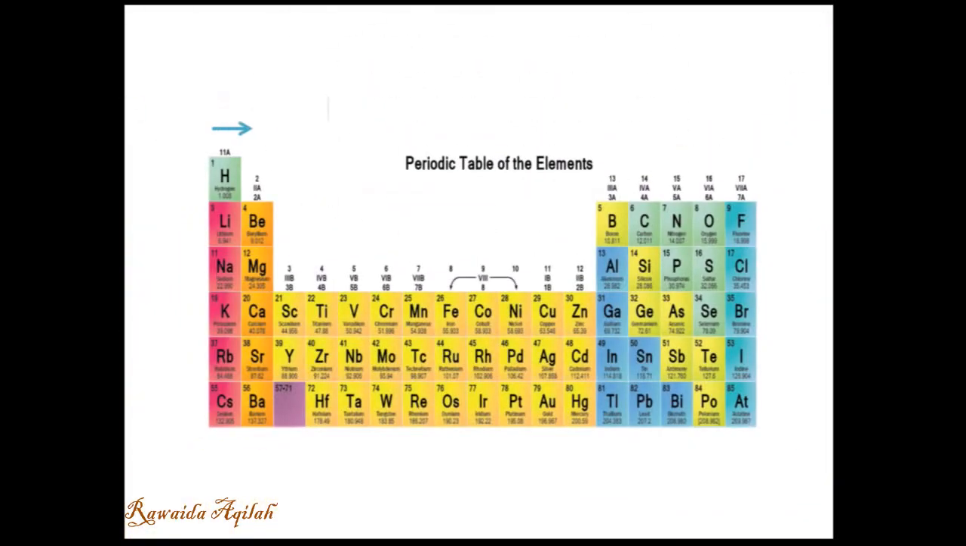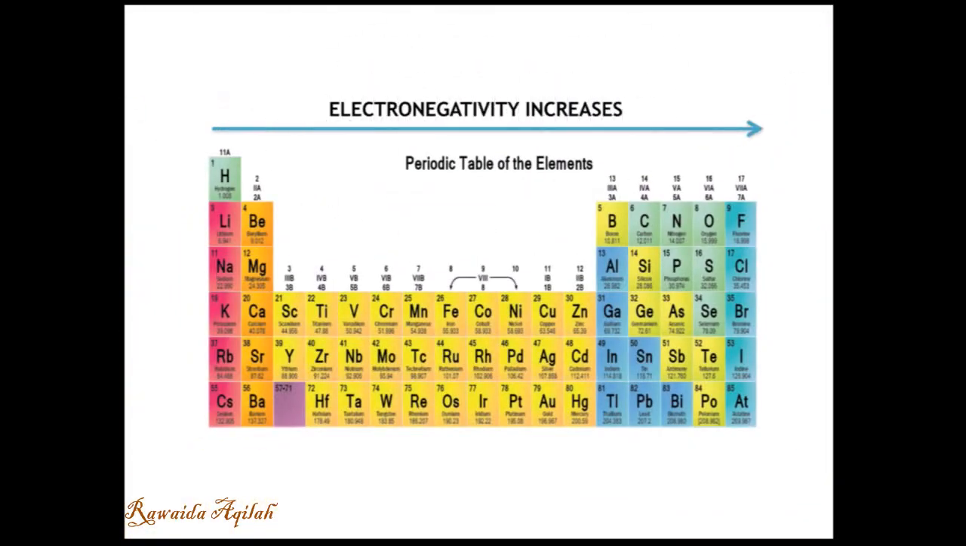The trend in electronegativity in the periodic table is that it increases across the period and decreases down the group. It means that elements on the top right of the periodic table have a higher tendency to be a delta negative charge atom in a covalent bond.